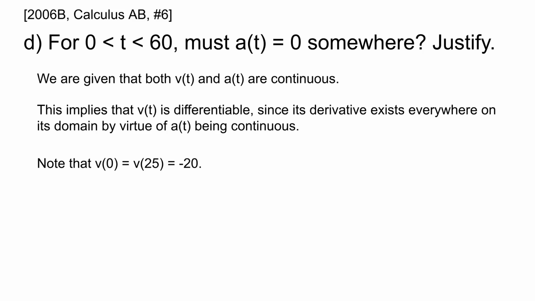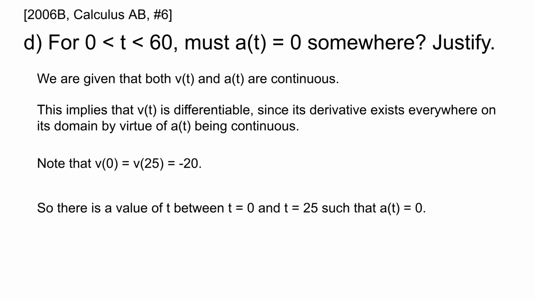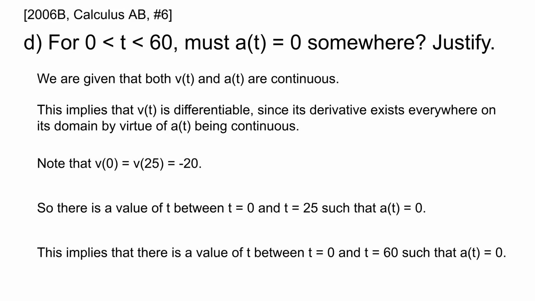And then note that v of 0 and v of 25 are equivalent and that they're both equal to negative 20. So there is a value of t between 0 and 25 such that a of t equals 0. And since there's a value of t between 0 and 25 for which a of t is equal to 0, this implies there's a value of t between 0 and 60 such that a of t is equal to 0.